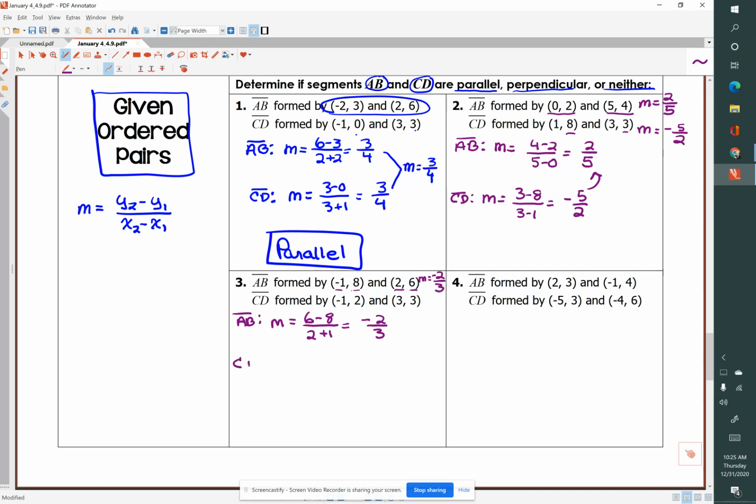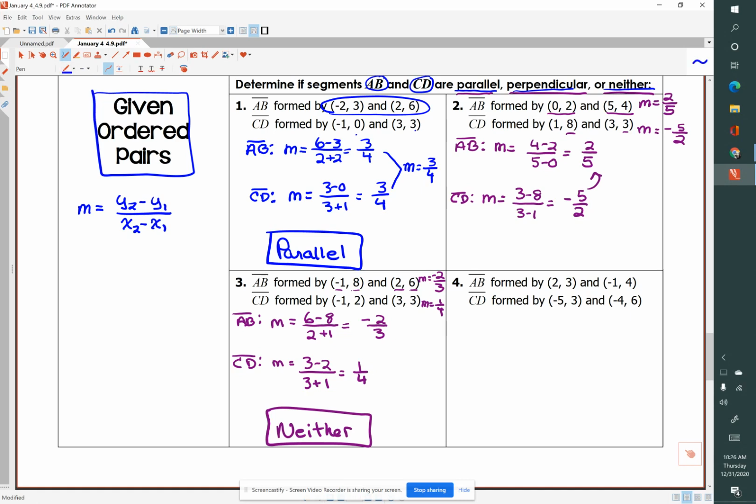And let's do line CD. M equals 3 minus 2 divided by 3 minus negative 1, which is 3 plus 1, and the slope is 1/4. Well, there's neither a negative reciprocal relationship, nor are those the same. Therefore, if we were asked a question, remember, parallel, perpendicular, or neither. In this case, the answer is neither. They are neither parallel nor perpendicular.